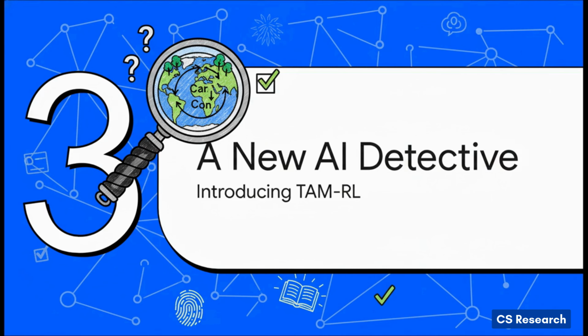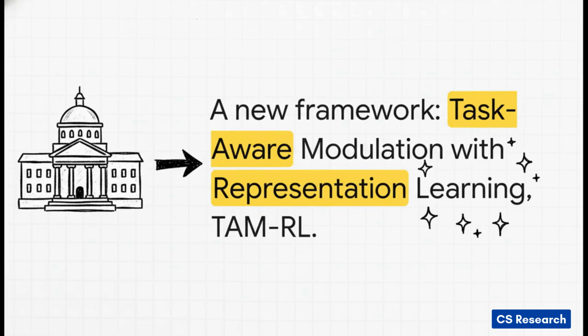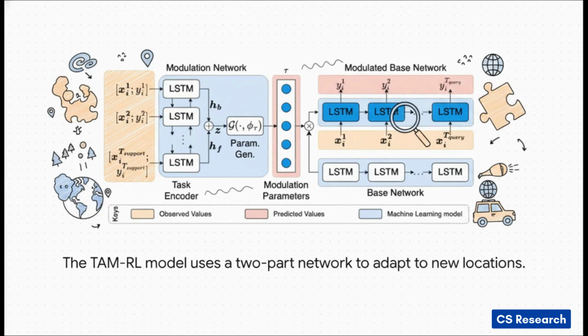Well, this brings us to the hero of our story, a new AI framework that's basically designed to be a detective, one that's capable of learning all these different local rules. Researchers at the University of Minnesota developed a framework with a bit of a mouthful of a name, Task-Aware Modulation with Representation Learning. So for the rest of this, we're just going to call it by its much friendlier acronym, TAMRL.